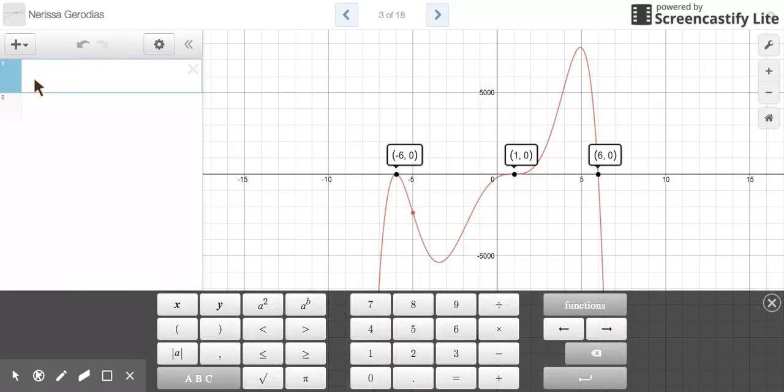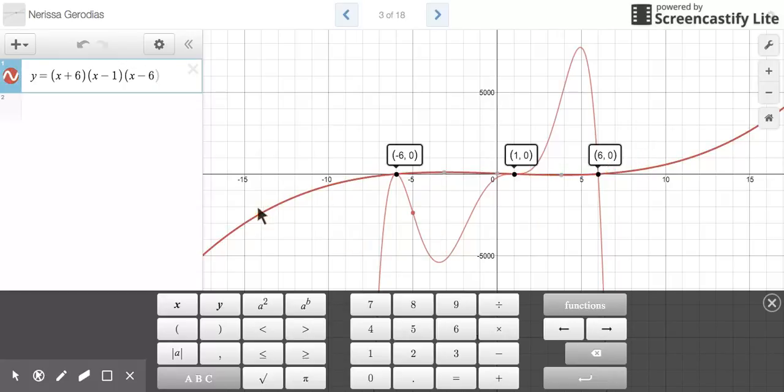in factored form. So here I'm going to write y equals parentheses. For the first 0, the factor for that is x plus 6. And then for the next 0, 1, 0, I will write the factor x minus 1. And the last 0, which is 6, 0, we will write x minus 6.